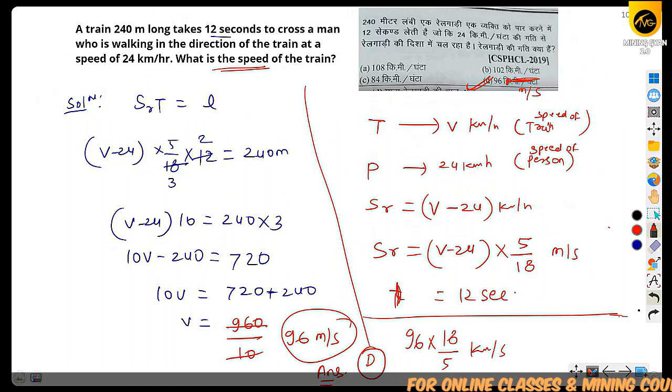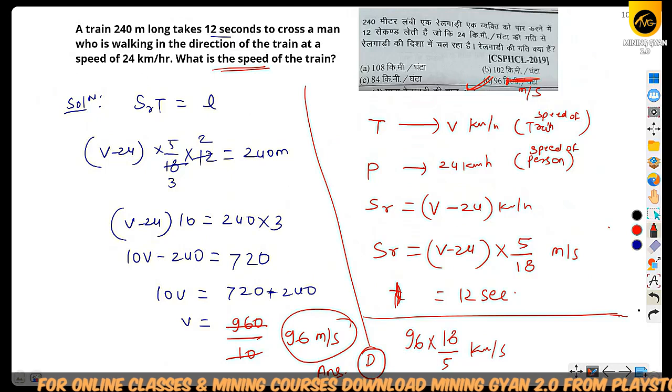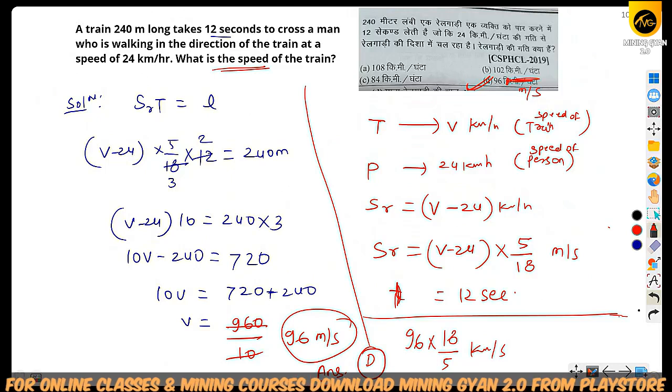Okay, the logic is clear, right? Logically, what we have to do is balance the units, then you can calculate the problems. So if the options are available in the form of kilometers per hour, then just multiply by 18 divided by 5 to get kilometers per hour.